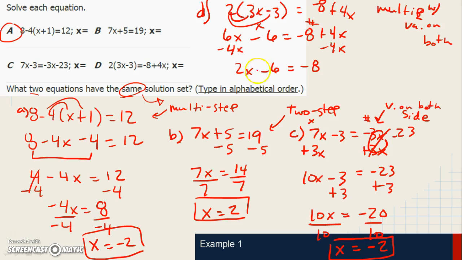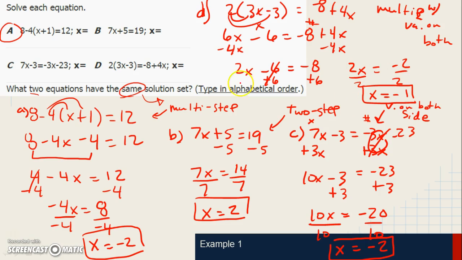And now we can go ahead and solve this two-step equation that we have. The first step here is to add 6, add 6. Those are 0, so we have 2x, and I'll write it right over here. 2x equals negative 8 plus 6, which is negative 2. Divide by 2, and we get x equals negative 1.